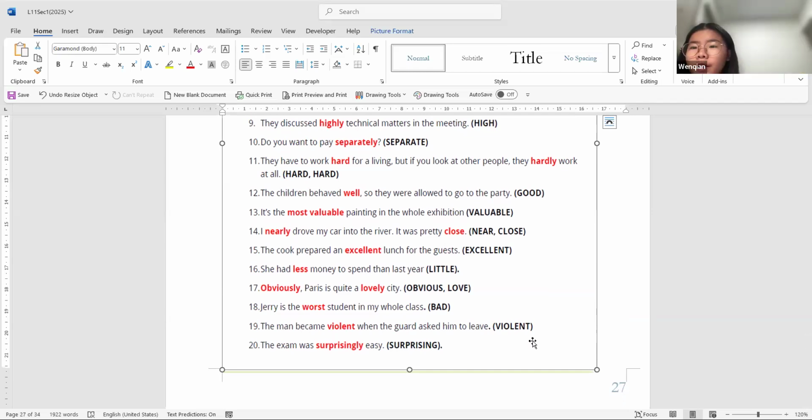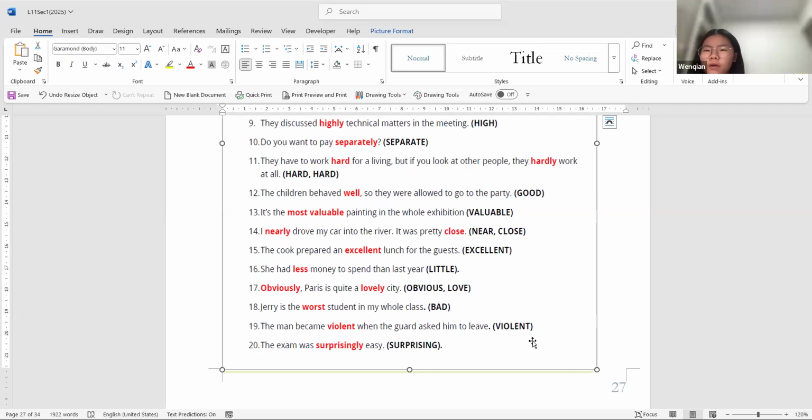The cook prepared an excellent lunch for the guests. She had less, number 16. She had less money to spend than last year. Yeah, because she spent all the money on Labubu. Obviously, Paris is quite a lovely city. I damn freaking disagree, man. Paris is the worst city I ever seen. Thank you.